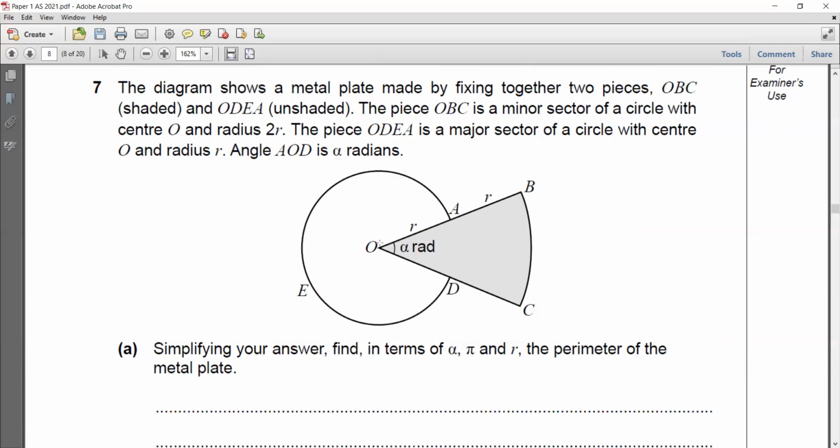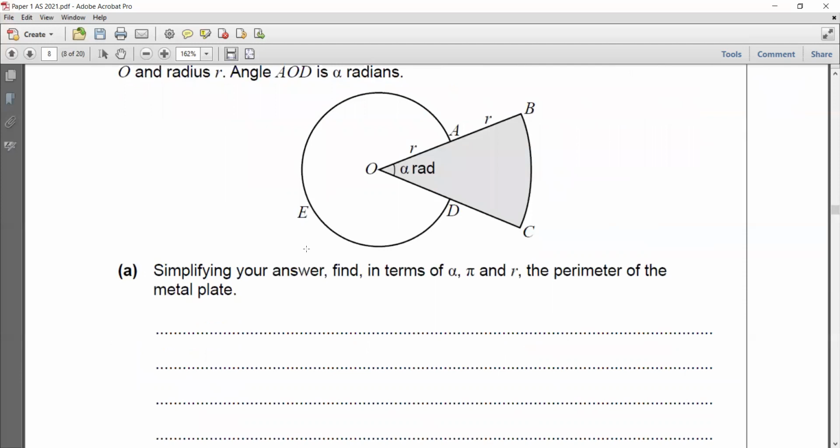And then the piece ODEA, the one that is unshaded, is a major sector of a circle with center O and radius r. Angle AOD is alpha, and this is in radians, very important. Then part A says, simplifying your answer, find in terms of alpha, pi, and r the perimeter of the metal plate.